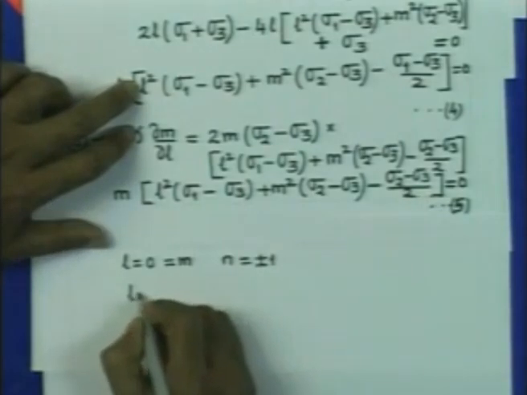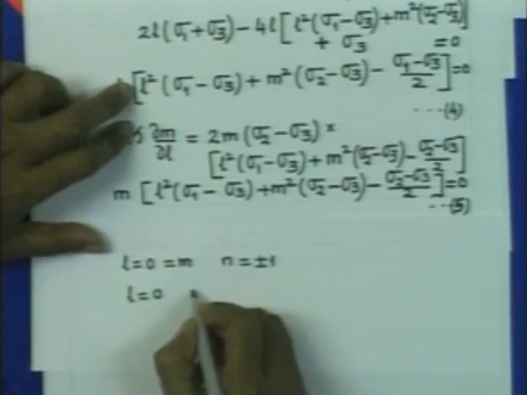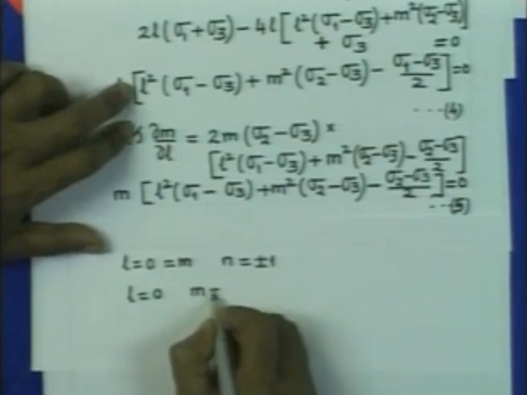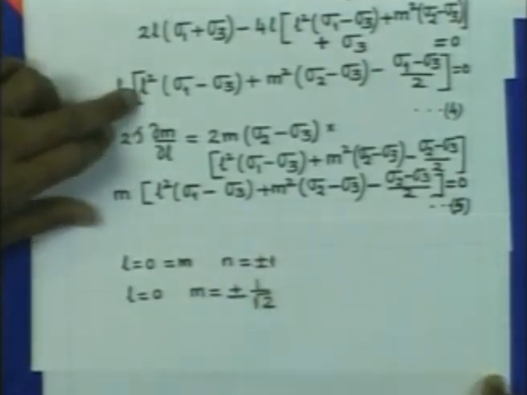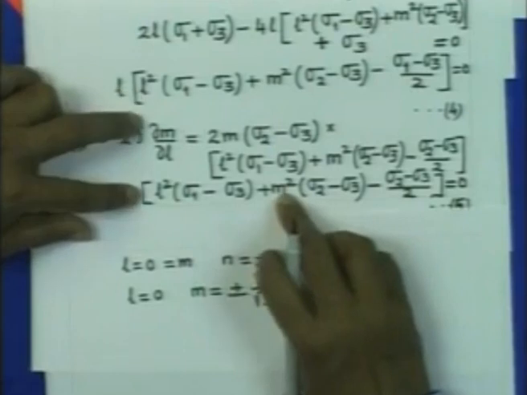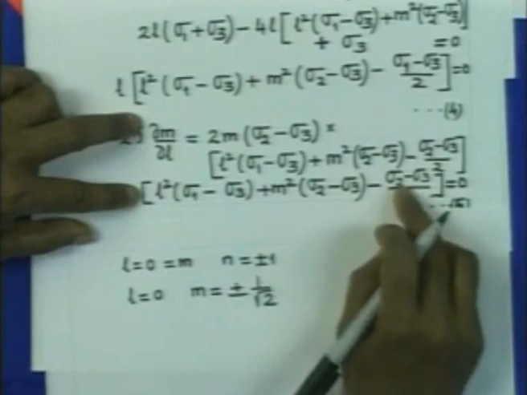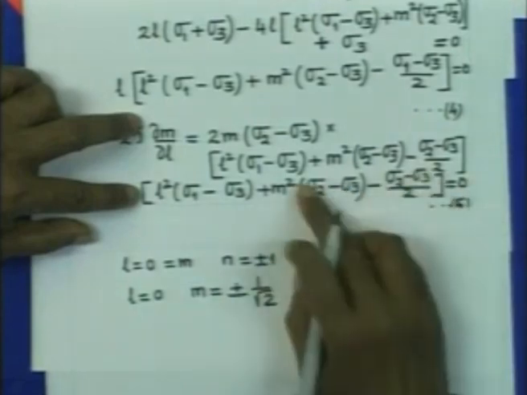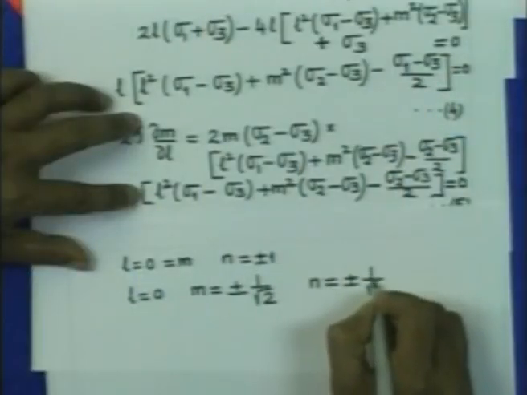Similarly, if you just consider l equal to 0, then from equation 5 you get m equal to plus minus 1 by root 2. If you put l equal to 0 here, then m square into sigma 2 minus sigma 3 minus sigma 2 minus sigma 3 by 2 equal to 0. Therefore, this will cancel and give you this. And again, making use of the fact that l square plus m square plus n square equal to 1, you get n equal to plus minus 1 by root 2.